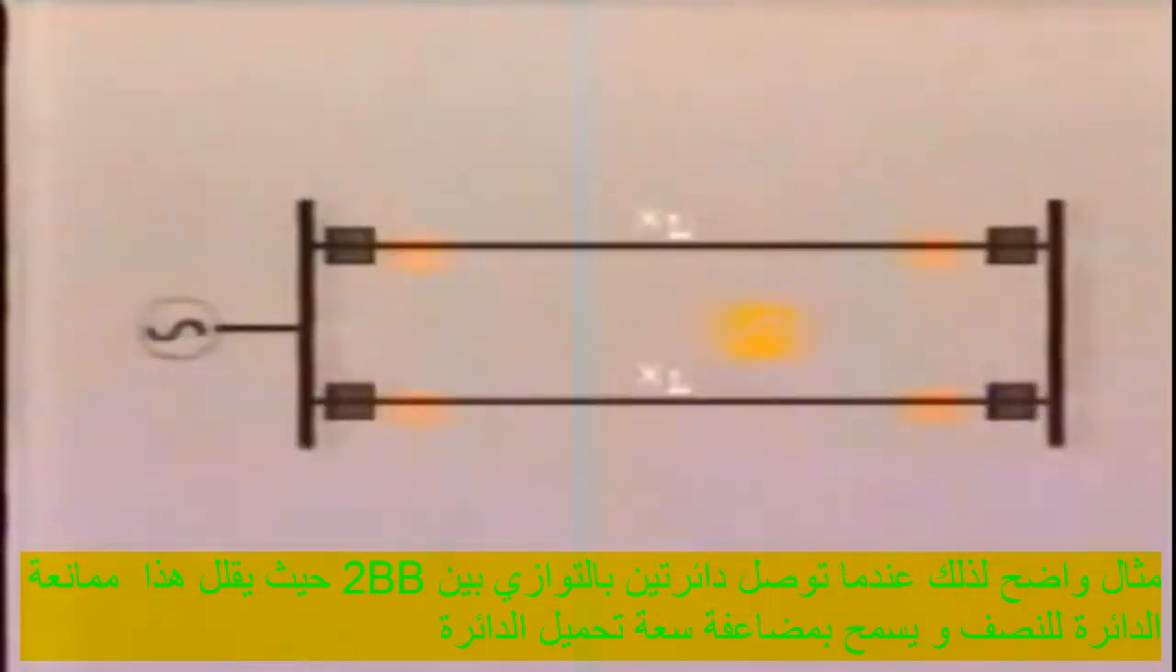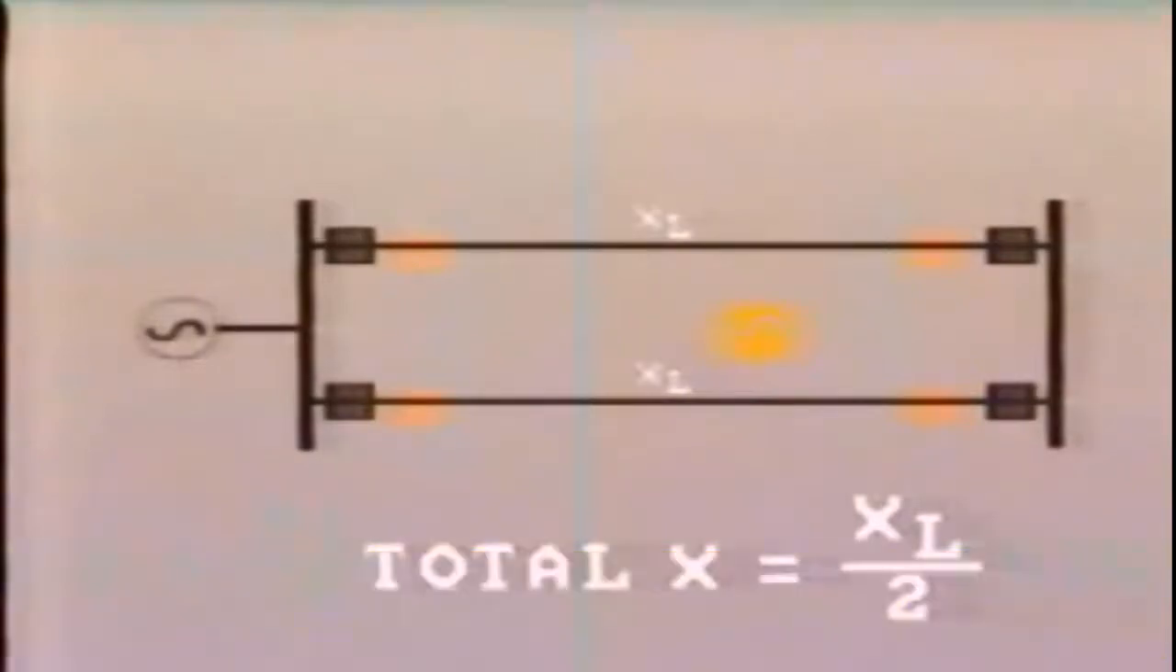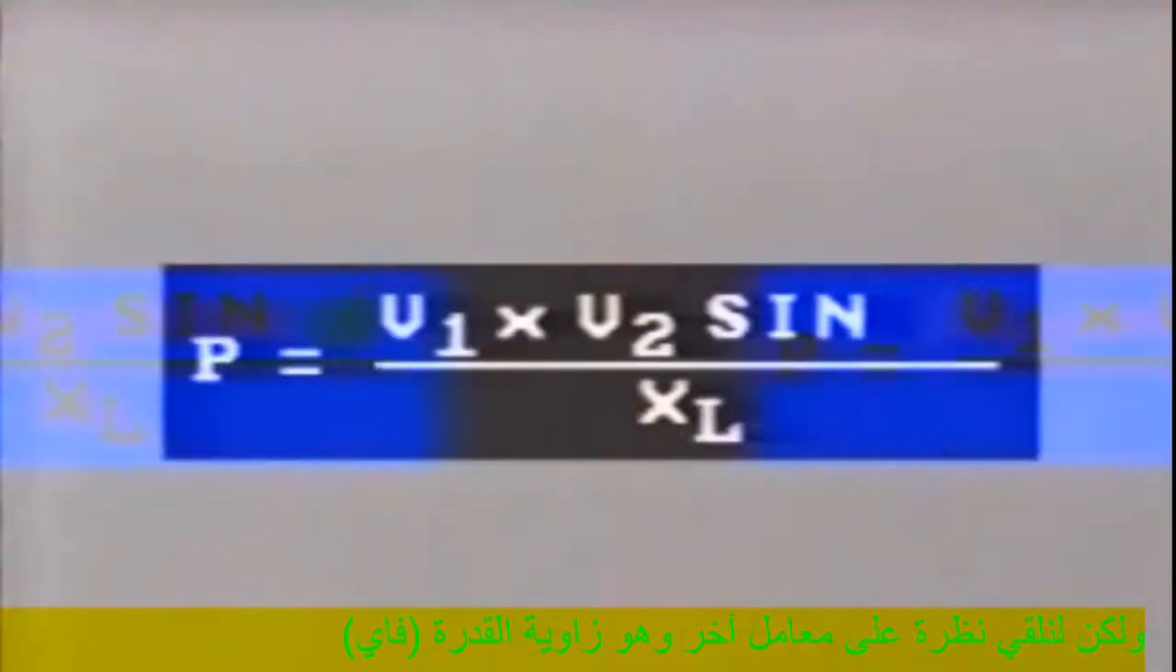Another clear factor is the line inductive reactance. By reducing XL, we can increase the power capability of the line. An obvious example of this is when two lines run in parallel between two buses, so reducing the total impedance by half. This allows us to double the capacity of the circuit. But let's look at this other factor again, the power angle phi.